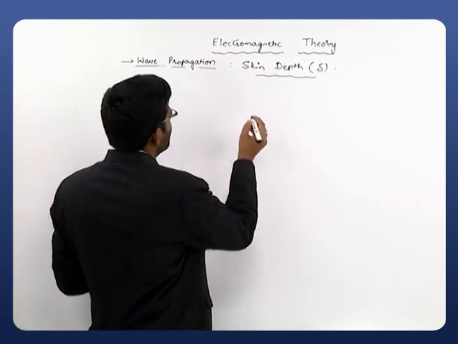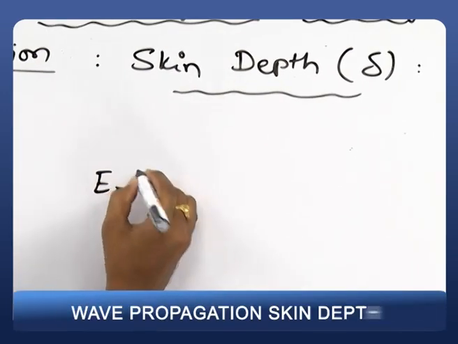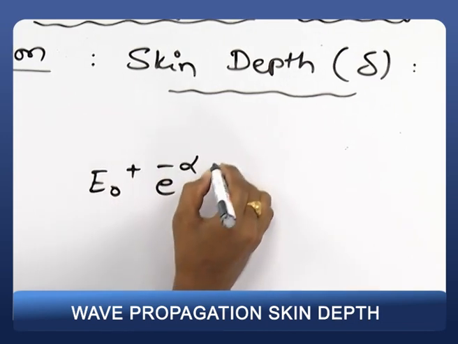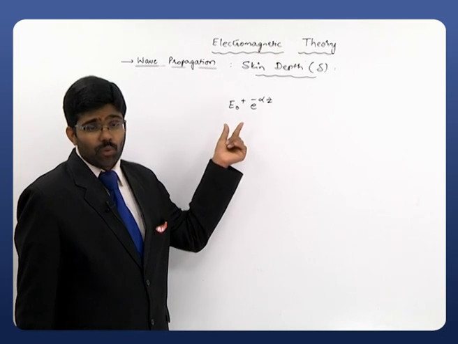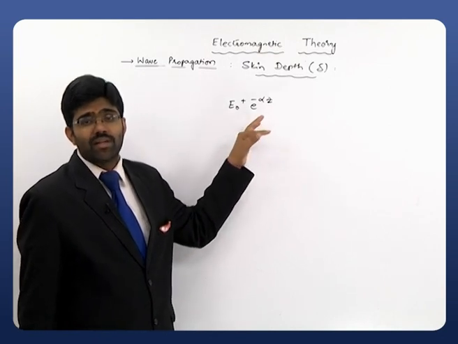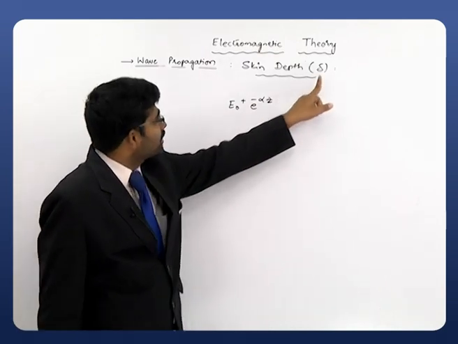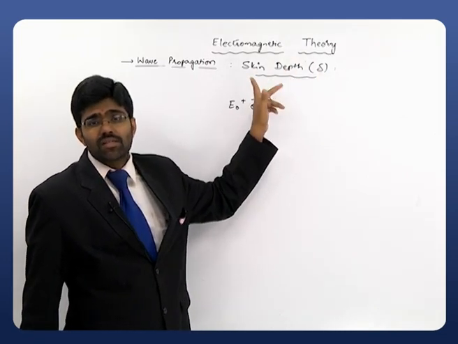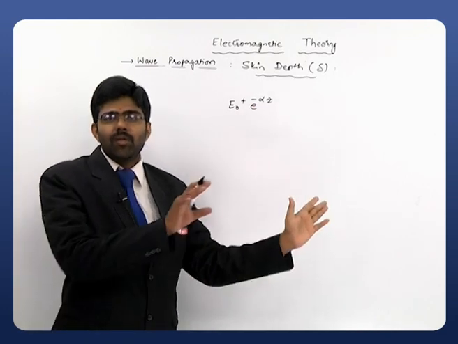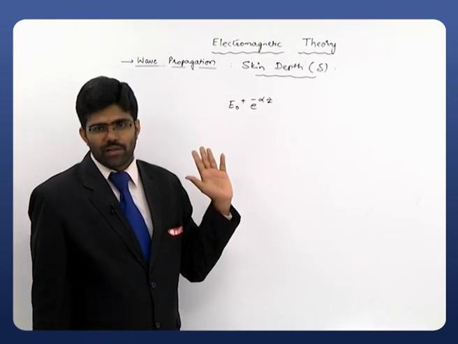What is the amplitude parameter of the wave? That is E naught plus e power minus alpha z. That is only the amplitude parameter of the wave. So what happens to this amplitude parameter after traveling a distance delta? Skin depth is delta. After traveling a distance of delta, it attains e power minus 1 times its initial value, right?